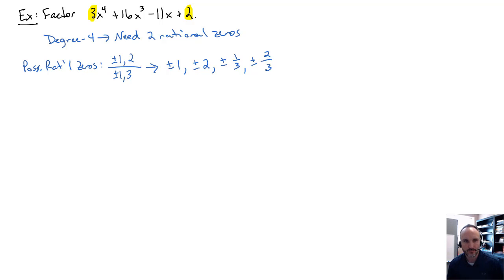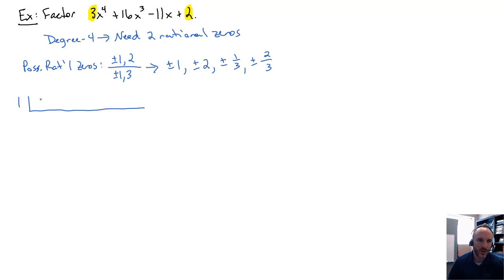Okay? So let's get started with our testing. So let's test 1 first. I always like to test the whole numbers first. There's no particular order that you need to test these. Just make sure that if you test something and it doesn't work, you never test it again, because it will never work. All right, so 1.